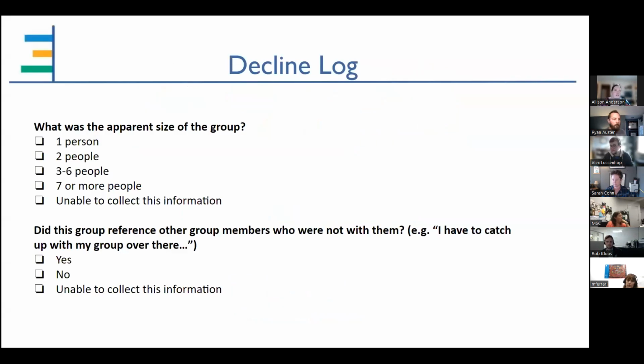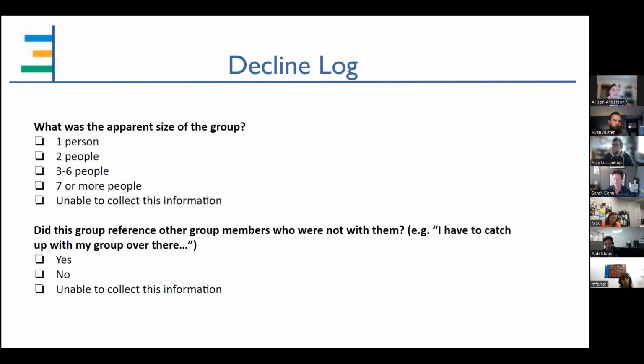So to start, as a reminder, what are we asking on this decline log? The first couple of questions are trying to look at how big the group is. What was the apparent size of the group? And did they reference somebody else in their group that was not standing there with them? So we might have an idea of, oh, we talked to one person, but they're actually part of a bigger group because they said they're going to go catch up with their group. We have those roughly categorized.